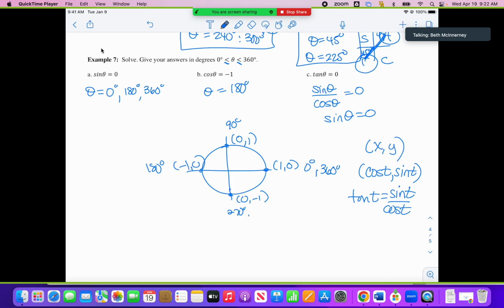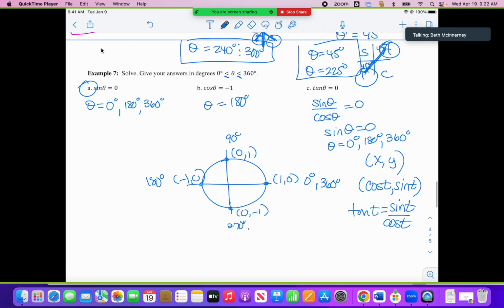So if you see tangent theta is undefined, then that would be where cosine is 0. So I'm going to look again, and then you're just going to go grab letter A's answer. We already did this. That was 0, 180, and 360. Okay, so we are going to stop.